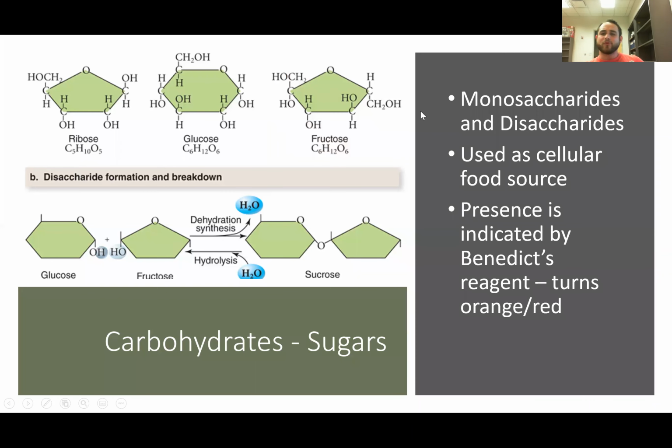Now, one of the most important macromolecules are carbohydrates, especially sugars. They can be either monosaccharides or disaccharides. Mono means one, so whenever you see the prefix mono, it's almost always going to be one. So for example, monosaccharides have one saccharide or one sugar. And the prefix di means two. So disaccharides means two sugars.